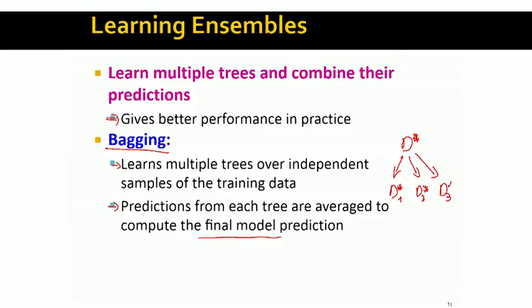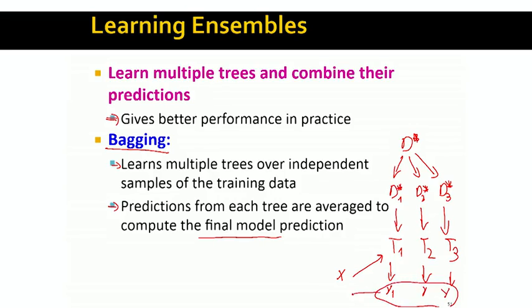This will give us a new set of training data sets, and for each of these, we then train a separate tree: tree 1, tree 2, tree 3. Then when a new example X comes in, we get each of the trees to give a prediction, and then we take, let's say, the majority vote or the average to come up with a final prediction. So that is basically the whole idea of bagging.